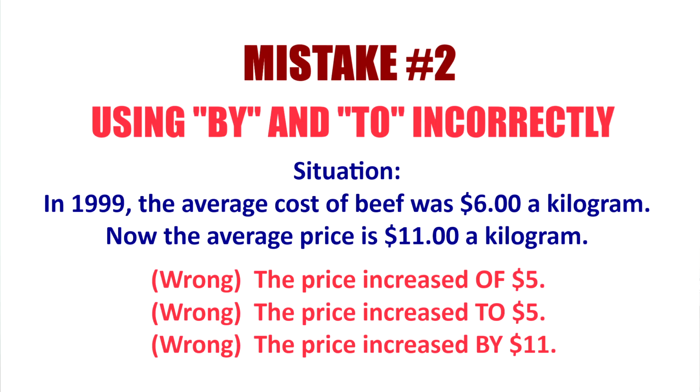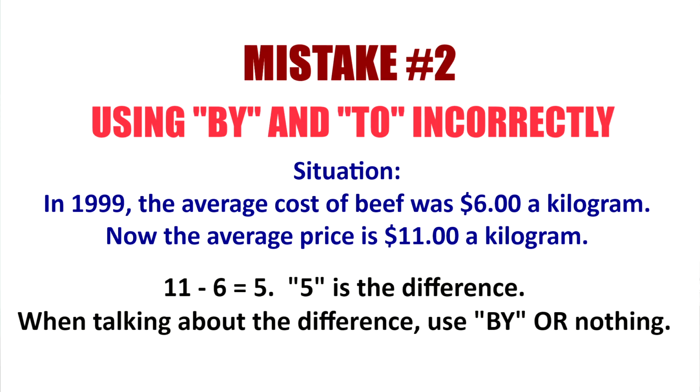All right, mistake number 2, using increase by and increase to incorrectly. Imagine a situation like this. In 1999, the average cost of beef was $6 a kilo. Okay, now the average price is $11 a kilo. Here are some mistakes. The price increased of $5. That's a mistake. Here's another mistake. The price increased to $5.